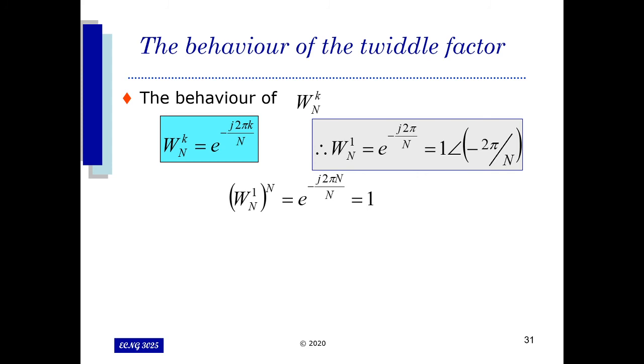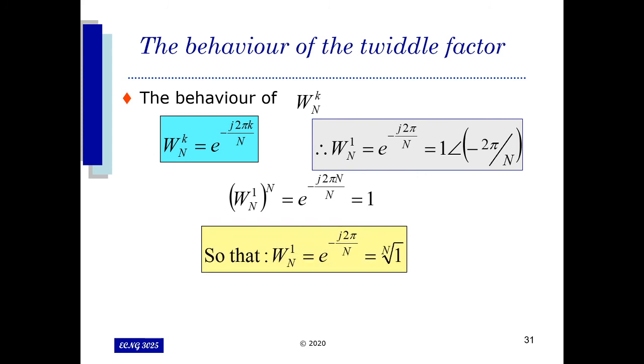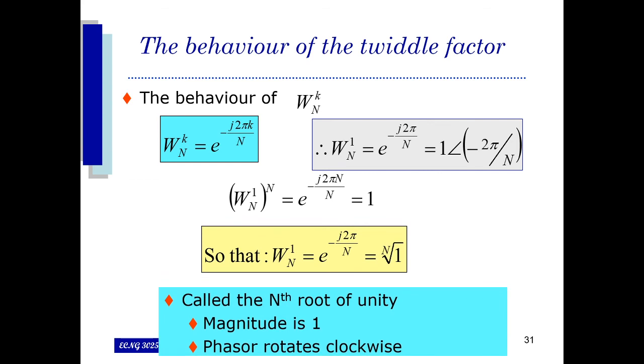For this first twiddle factor here, we can observe that W1 of n, no matter what, is always going to be the nth root of unity. And for every twiddle factor, if you try to calculate the magnitude for it, by taking the square of the real and the square of the imaginary, summing the two together and then taking the square root, the magnitude of each one of these twiddle factors is always going to be 1. And because the index is to the negative power, that means the phasor here rotates clockwise instead of anti-clockwise. So that minus sign changes the direction of rotation for the phasor.